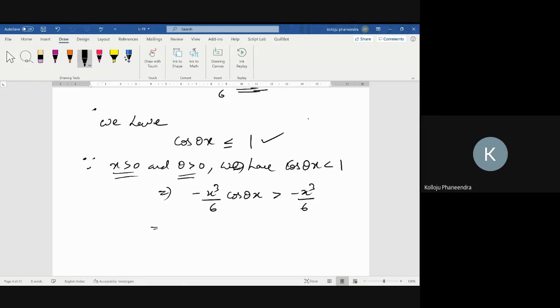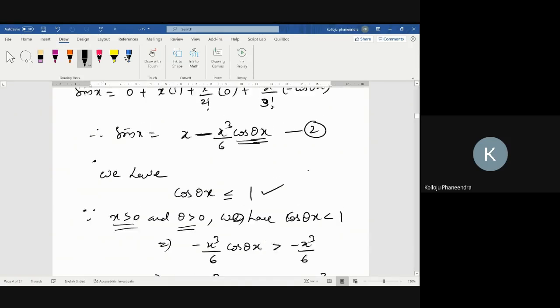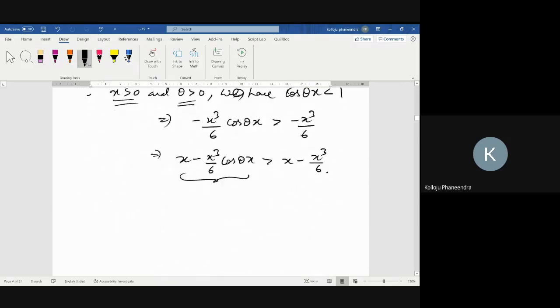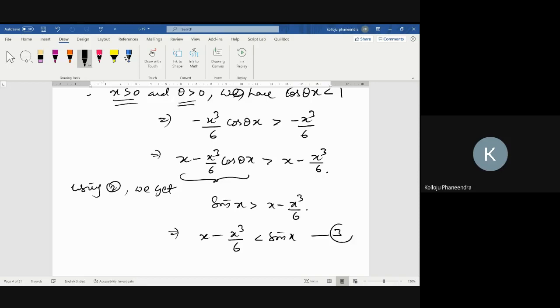Next, adding x on both sides, x minus x cube by 6. And what is this value from equation 2? Sine x. Okay, using 2, we get sine x is greater than x minus x cube by 6. That is nothing but the first inequality, the left side inequality, equation 3.